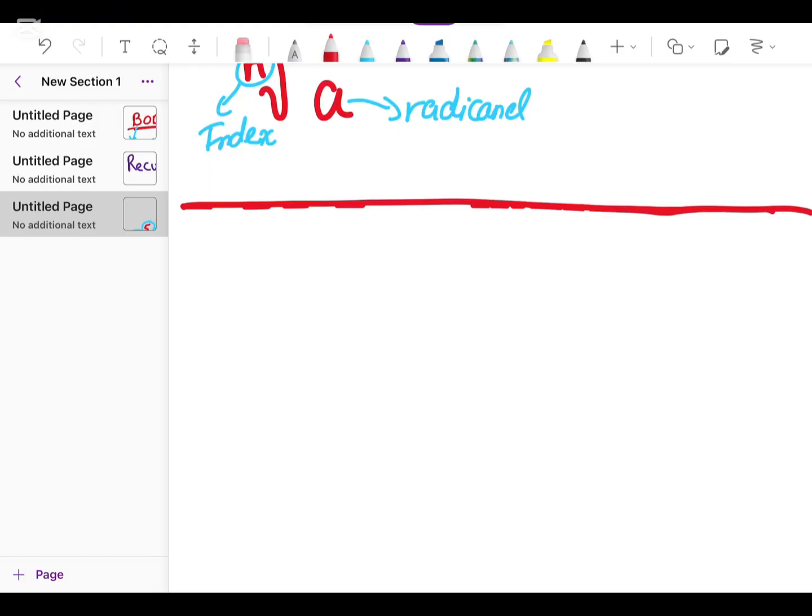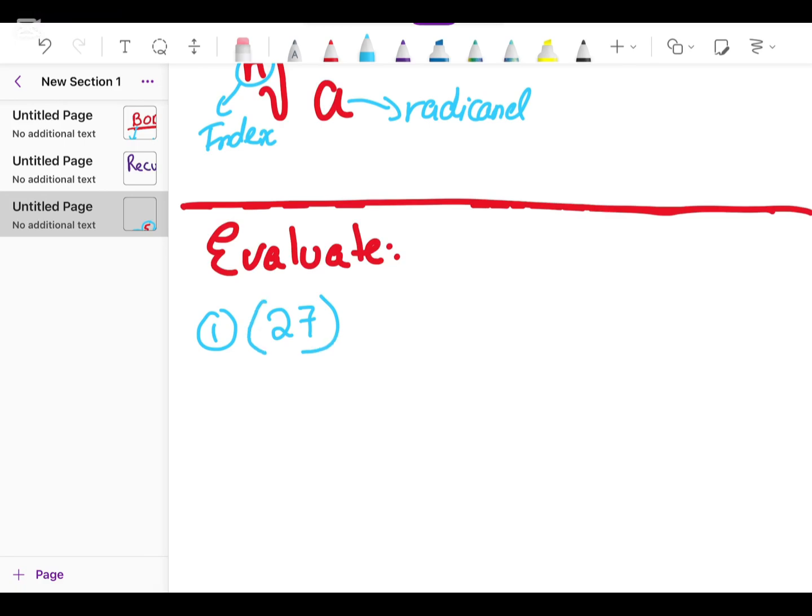The question is to evaluate 27 power 1 upon 3. Now we need to simplify this question. The power is 1 upon 3. We can say that it's a cube root, but we need to simplify or evaluate this and find out the simplified value. So how can we solve this question?